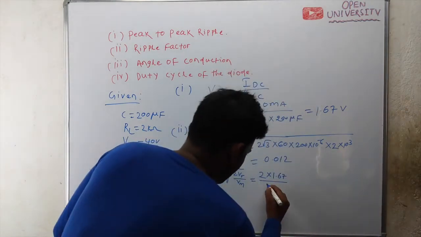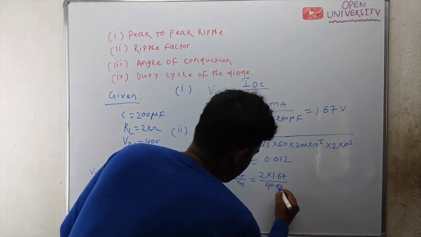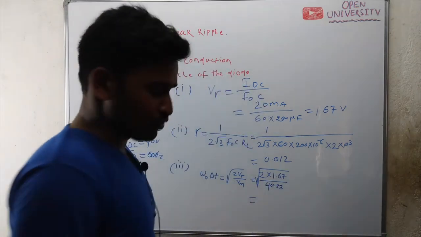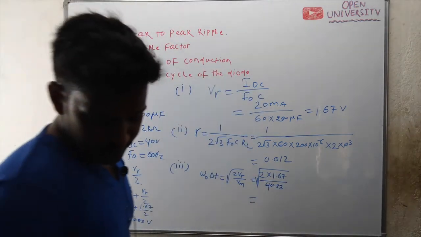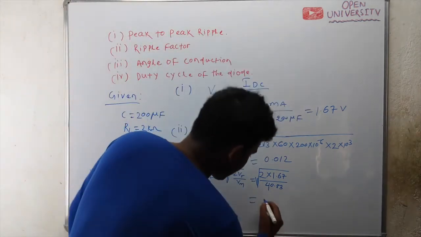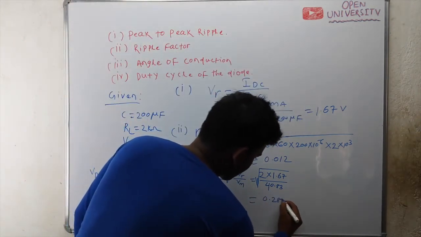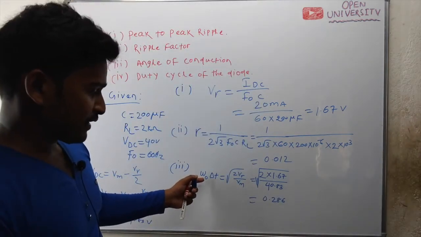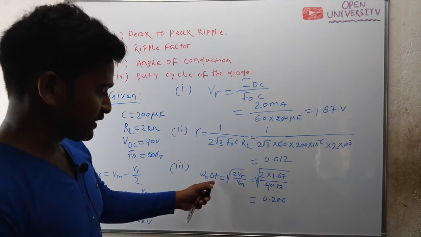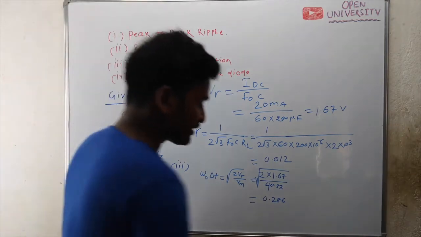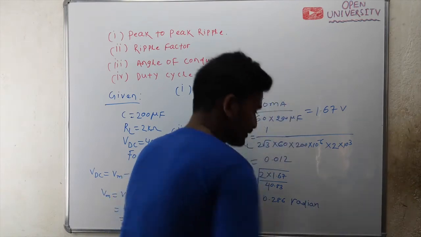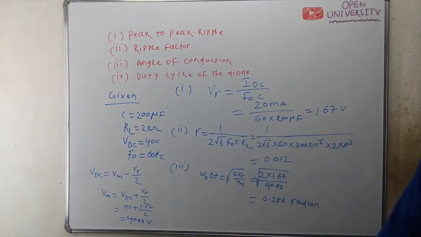Then if you substitute 40.83 under root, the angle of conduction will be 0.286. What will be the unit? Omega unit is radians per second, into second. Delta T is in second. So the unit will be radian. 0.286 radian.